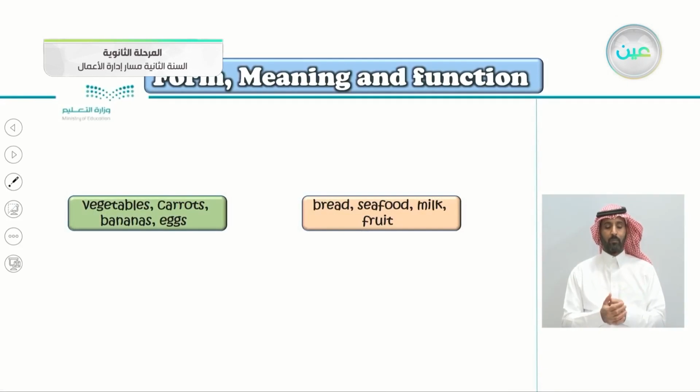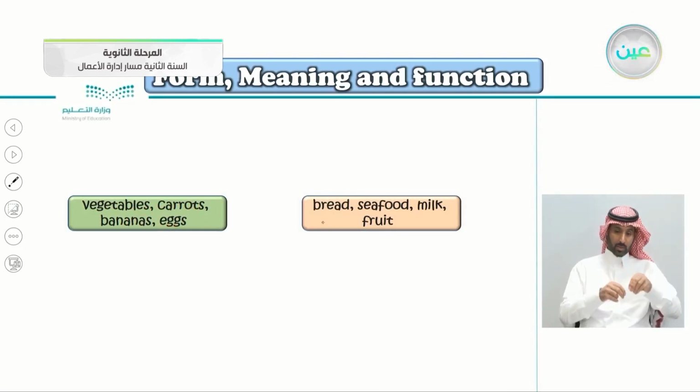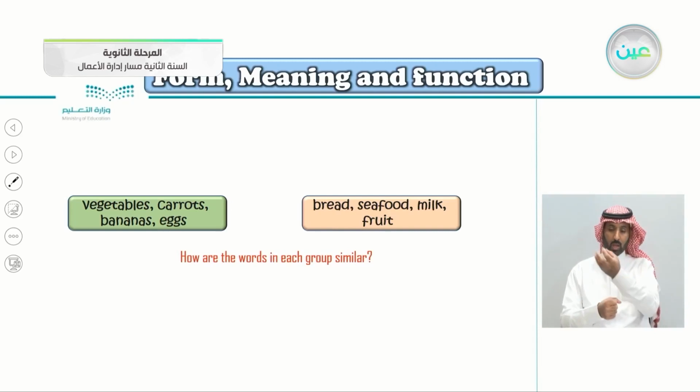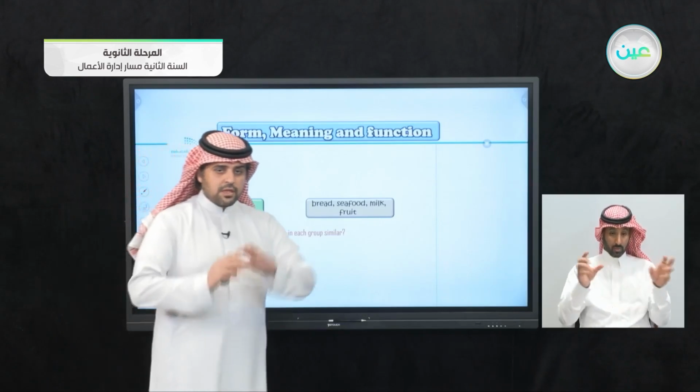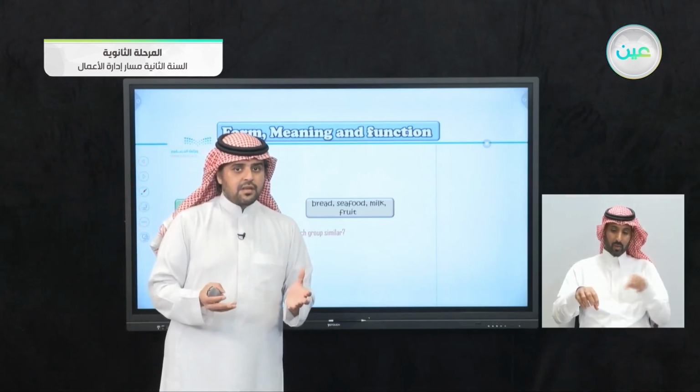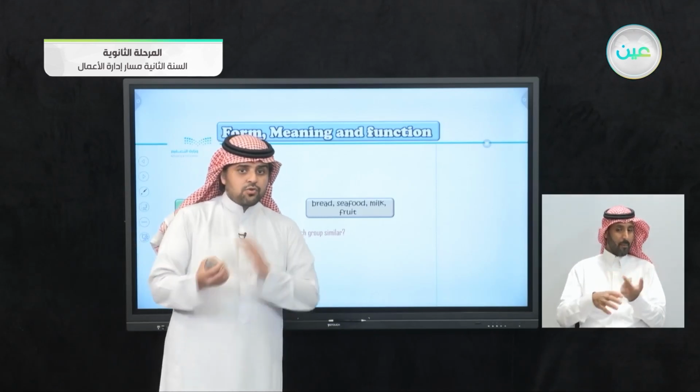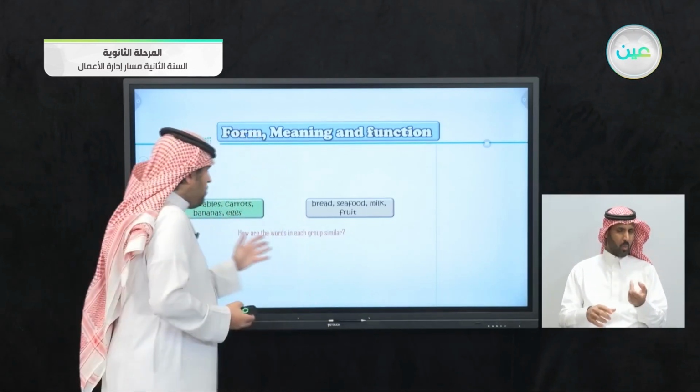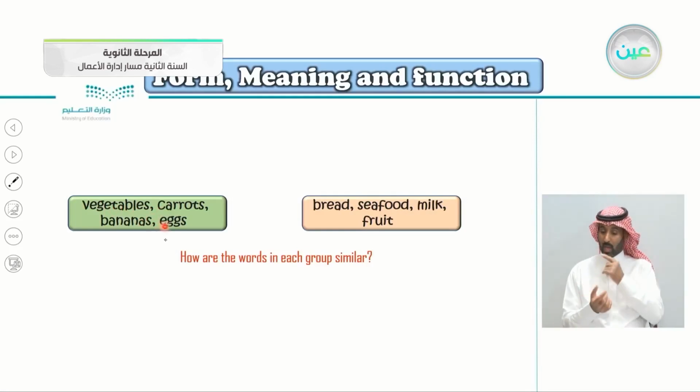So here we have 2 groups of words. The first one here: vegetables, carrots, bananas, eggs. The second one: bread, seafood, milk, and fruit. How are the two words in each group similar? So in each group, the words are similar. How? How are the 2 groups different from each other? So vegetables, carrots, bananas, eggs. How are these words similar? Bread, seafood, milk, fruit. How are these words similar? So, do you know the answer?